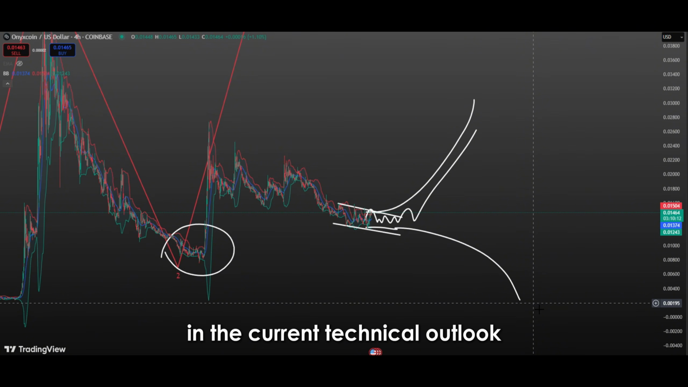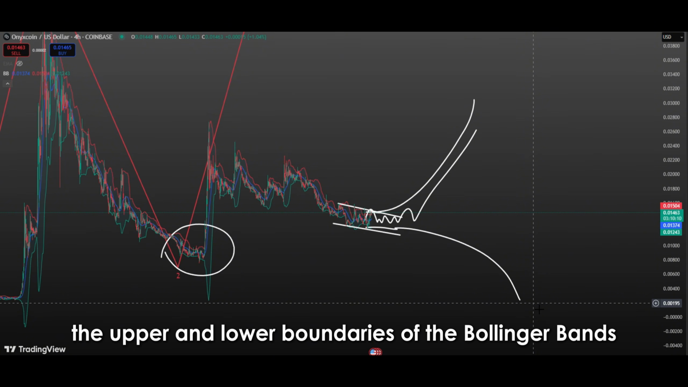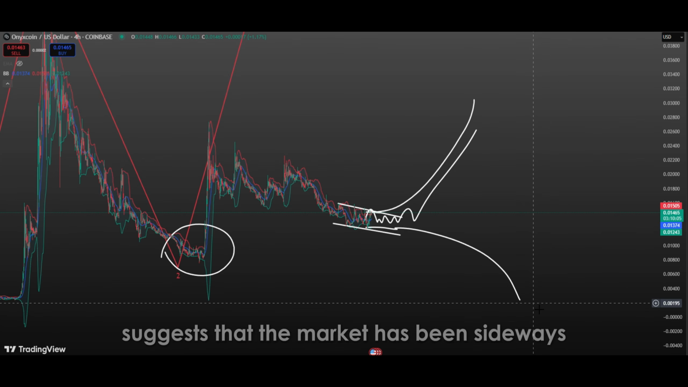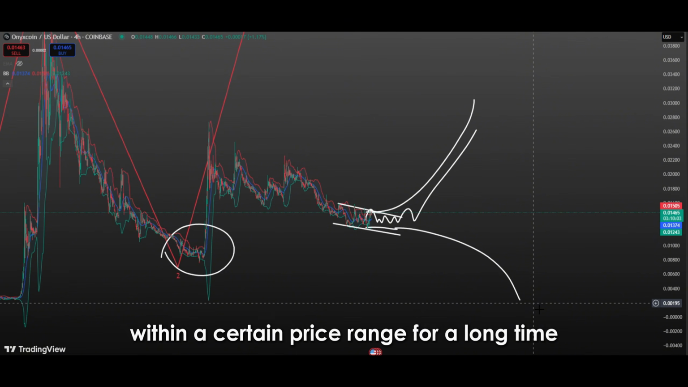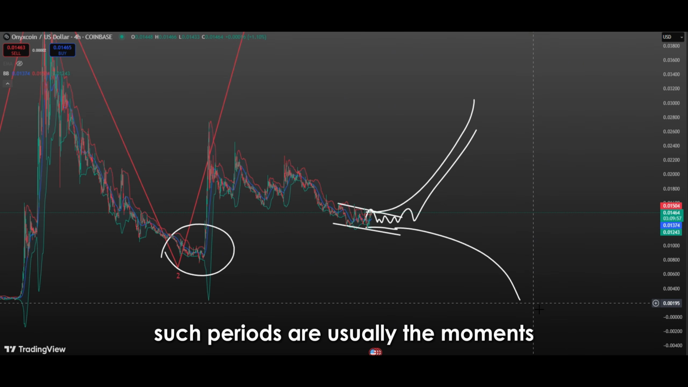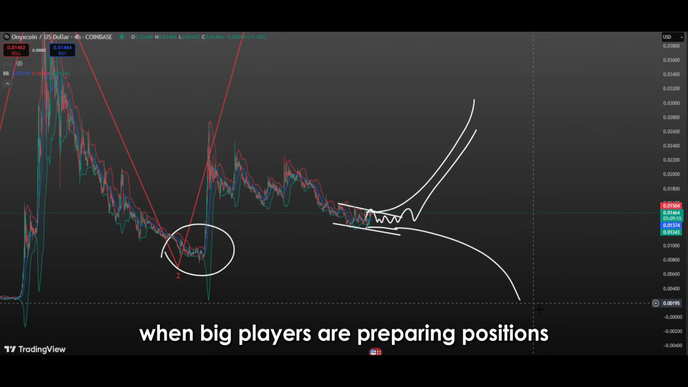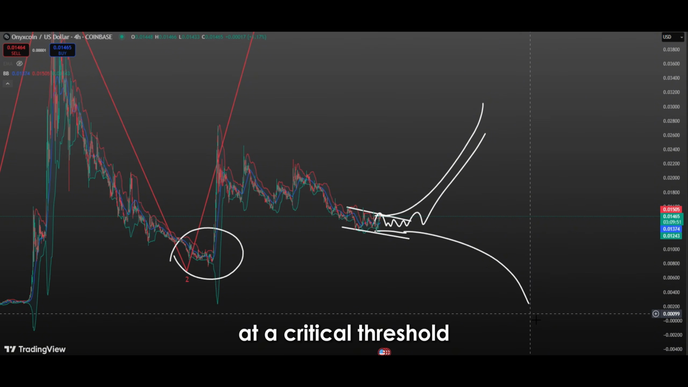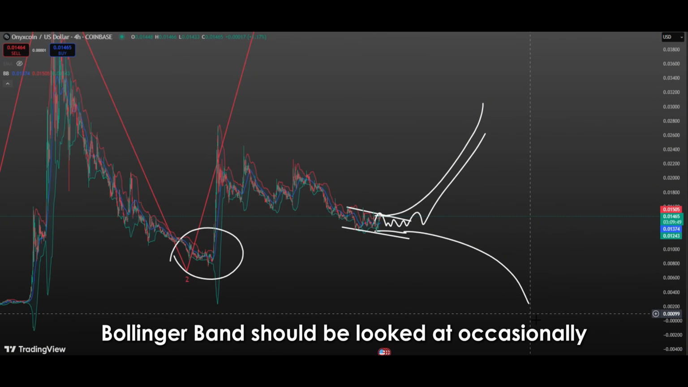In the current technical outlook, the upper and lower boundaries of the Bollinger Bands are quite close to each other. Such a tightening of these bands suggests that the market has been sideways within a certain price range for a long time, and traders have been waiting for a decision. Such periods are usually the moments when big players are preparing positions, and the supply-demand balance in the market is waiting at a critical threshold. Bollinger Band should be looked at occasionally.